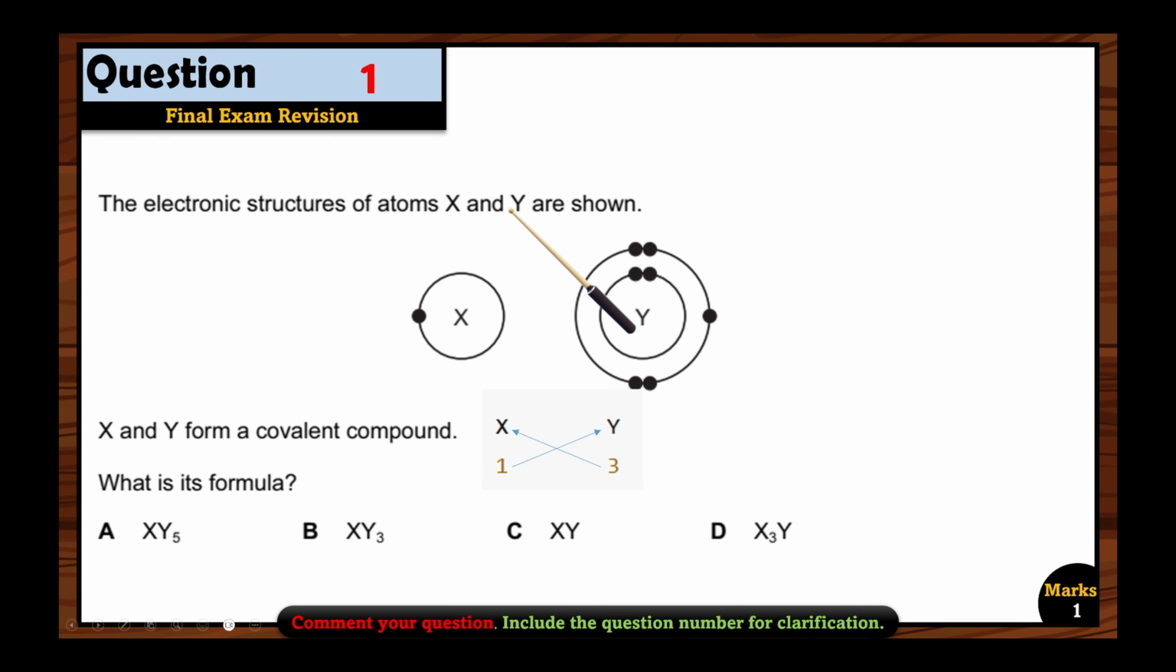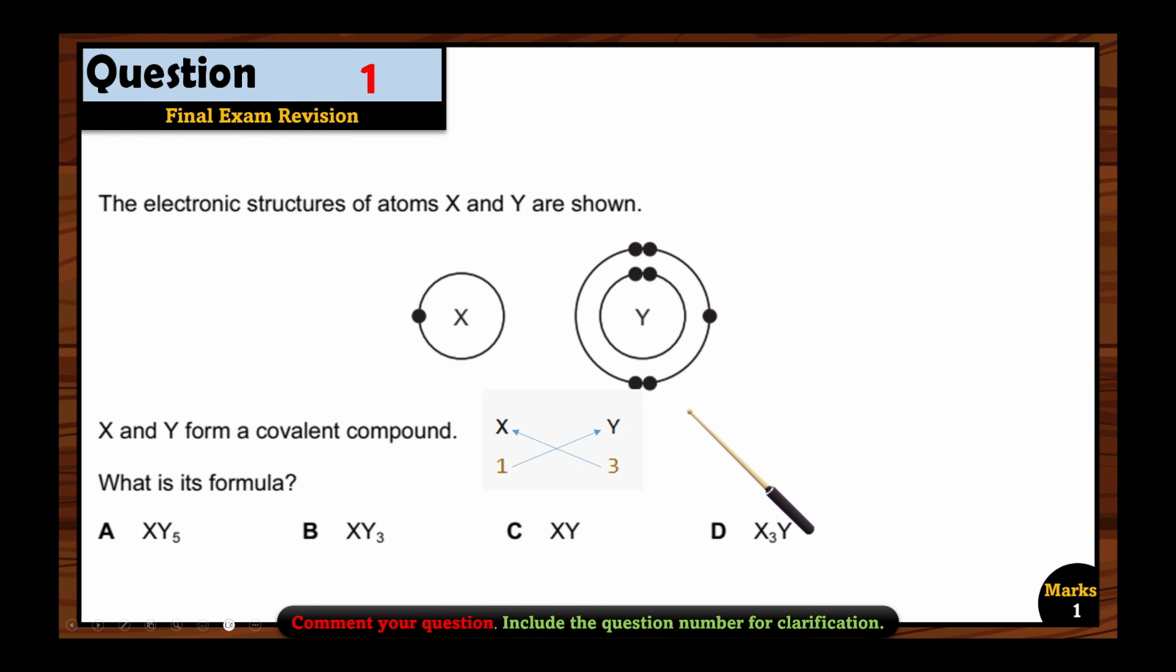The electronic structure of atoms X and Y are shown here, okay? And we have to show what is the formula of this covalent compound. If you see how many electrons in the last shell X has, it has only one electron. It means it belongs to group 1. So all those elements that belong to group 1 to 4 have the same oxidation state as their group number. So if it belongs to group 1, it means X has the oxidation state 1.